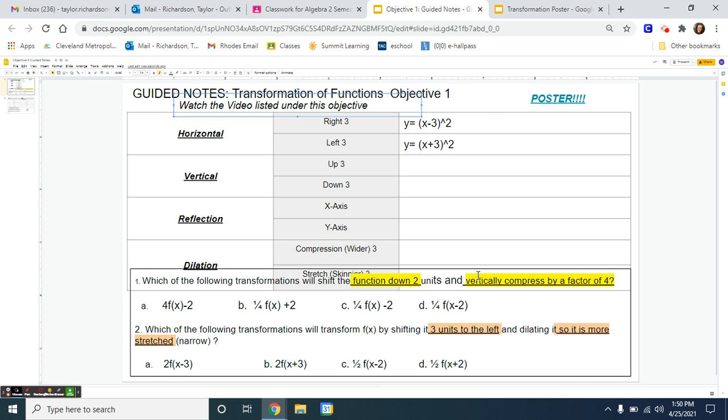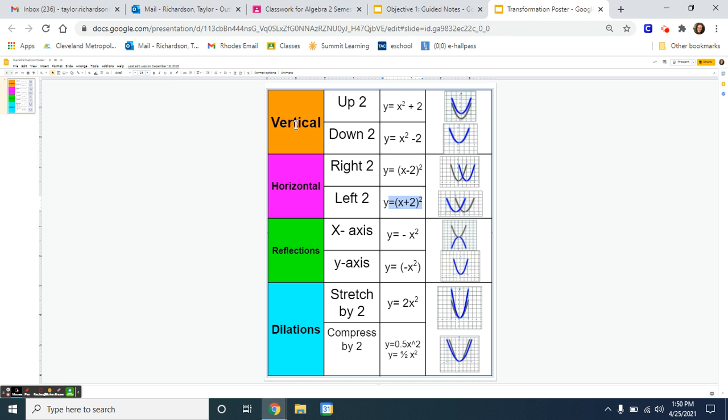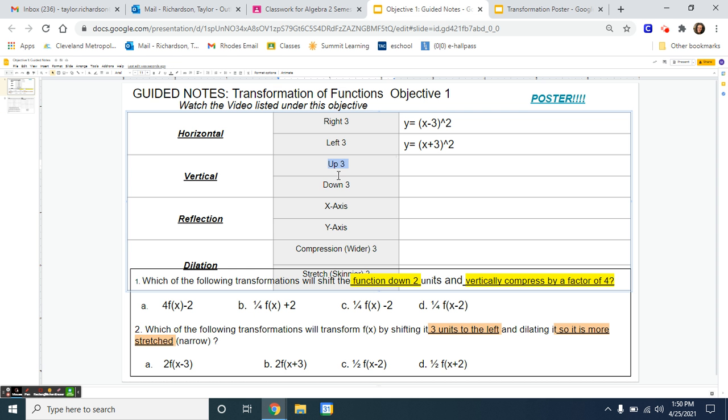Okay. Next is what about vertical? What if we're talking about up and down? So I want to make an equation that says up by 3. On my poster, I'm going to look at vertical. How does the equation look? Remember, we're using 2s in the poster. There are no parentheses if you notice. It's just y equals x squared, and then at the end, there's a plus 2. That means up 2. So if I'm going to go up by 3, it's going to be y equals x squared. Whoops.